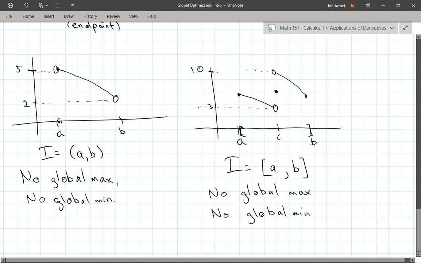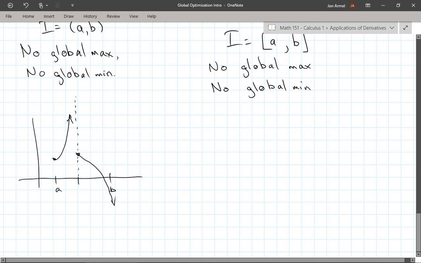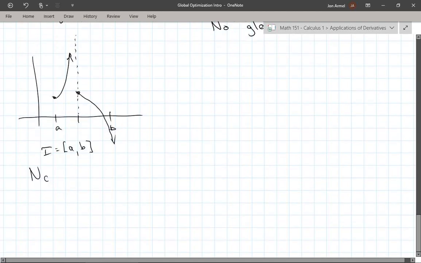Now there is actually another way to make this occur without having a jump discontinuity. You could also have an asymptote. That might have been the example that you figured out, and that would be totally fine as well. There are a couple ways you can break this. So maybe we have a function that goes like this, something like that, where this is a vertical asymptote on the left. Here again, I is the closed interval from a to b. The function is defined everywhere on that interval, but there is no global max and no global min.